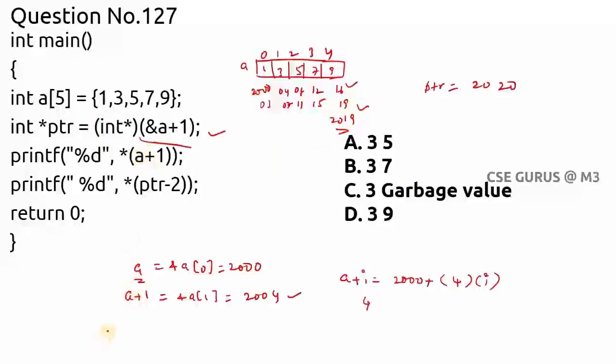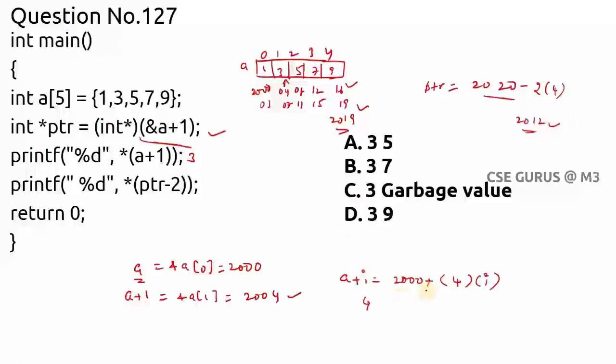So *(a + 1). What is a + 1? The address of a[1], which is 2004. So what is the value inside this? 3. So here the output is 3. Now what is the value here? *(ptr - 2). The value of ptr is 2020. 2020 minus 2, is it 2018? No. 2020 minus 2 into how many bytes for an integer? 4. So 2020 minus 8, so 2012. So that has to be taken here.